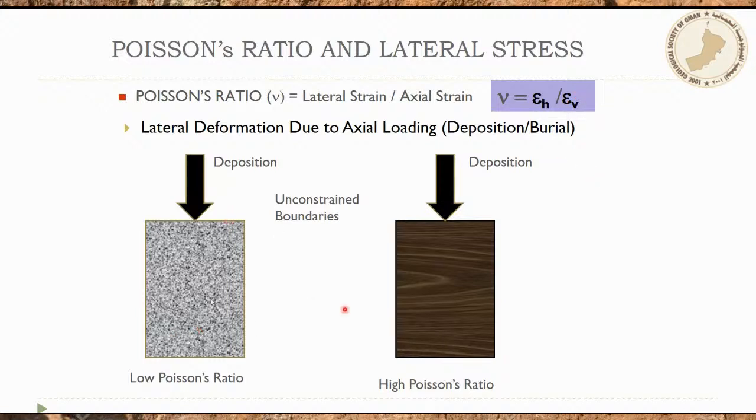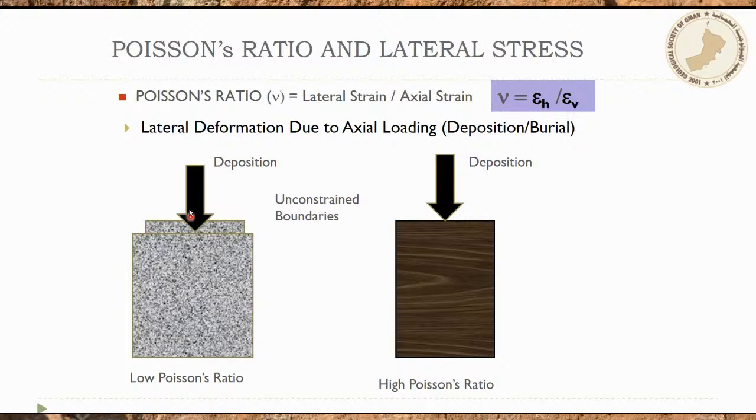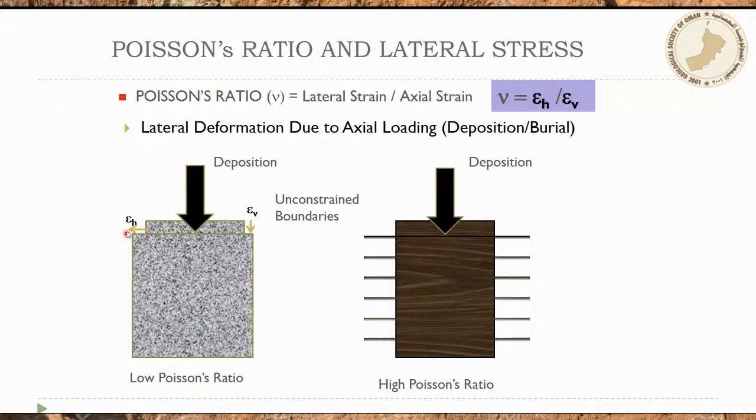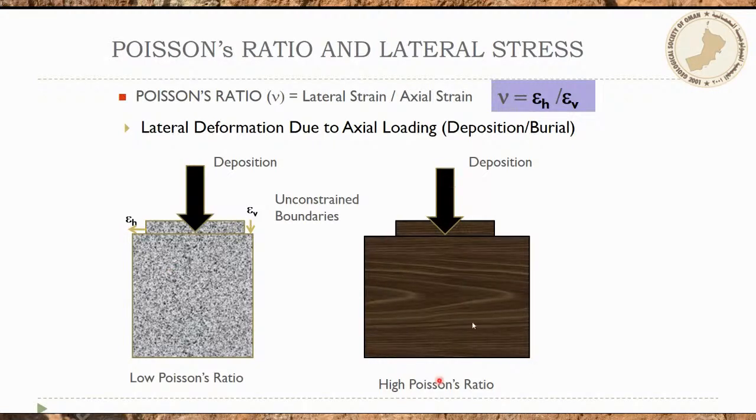Imagine that you have two types of rock on the surface. This is not on the subsurface, it's outside on the surface, for example. We have two rocks, and there is no horizontal constraint. One has a low Poisson ratio, like carbonate or tight sand, and the other has a high Poisson ratio, like shale. Imagine we do some kind of loading from the top. We get a change in the vertical and a change in the horizontal. For the shale, with high Poisson ratio, when we apply axial or vertical load or stress, we get vertical changes and we have horizontal changes.